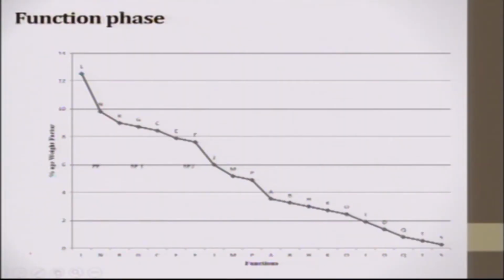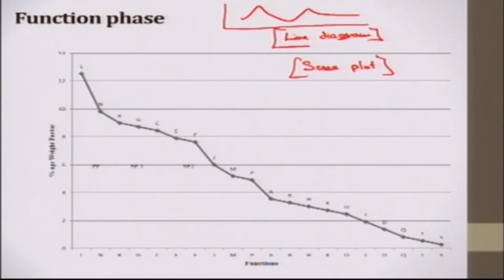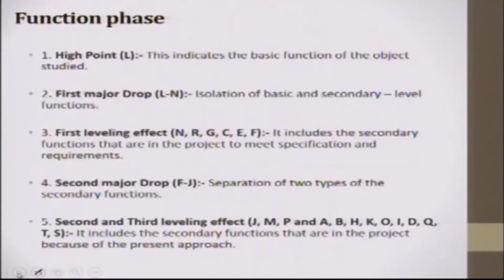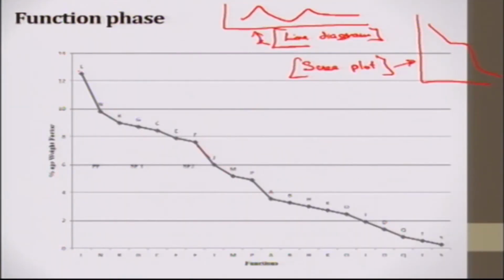Now this is the line diagram, the plot for the functions. Line diagram or data visualization is used. Also this is known as scree plot. Line diagram could be any line like this in the plot. When the plot is flowing down like this, this kind of plot is known as scree plot. So what is happening here is, we have high point L, that indicates the basic function of the object under study. The basic function is generate pressure, that is the point L.